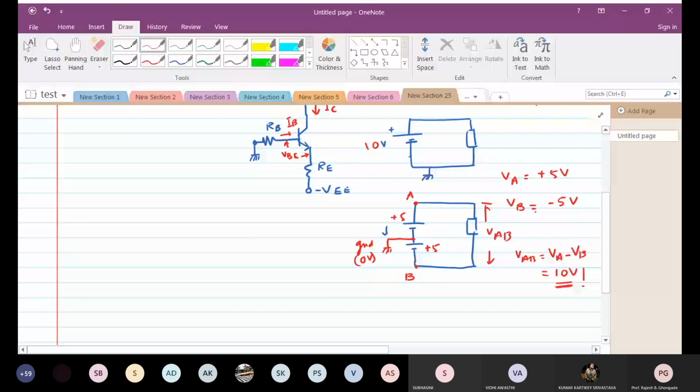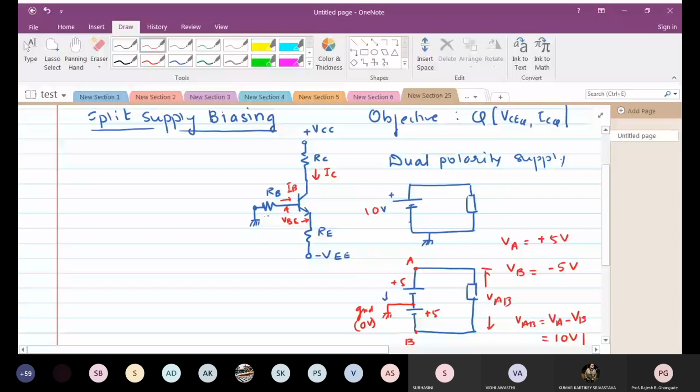The concept of dual supply. Now let us come back to the biasing. In case of biasing, what do I expect actually? That I should have this transistor, I should have IC, and I should have the VCE of a certain value. Now if I make this kind of arrangement, I can bias the transistor very close to 0 volts.